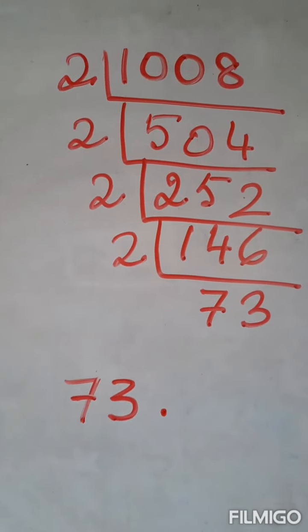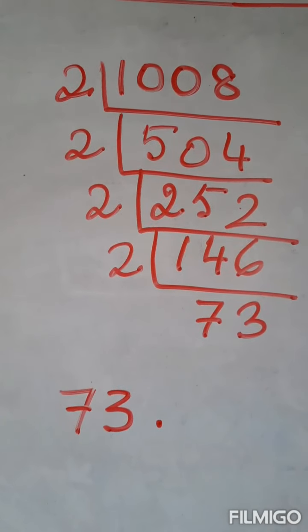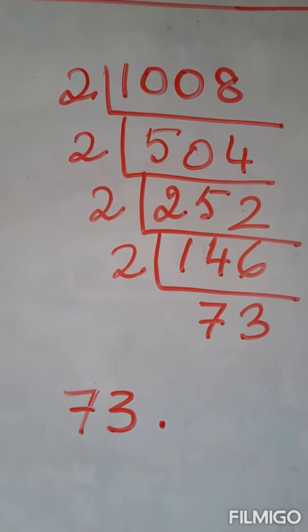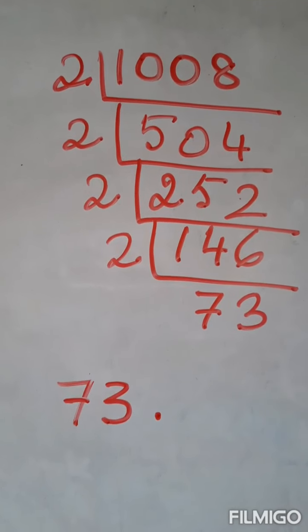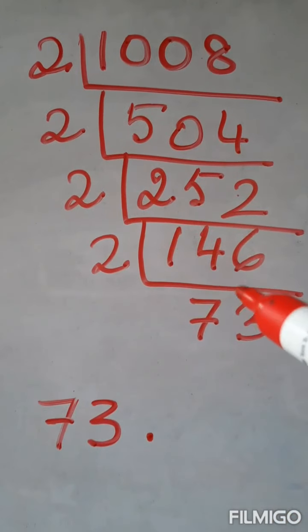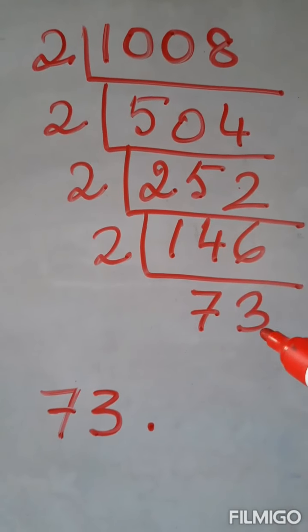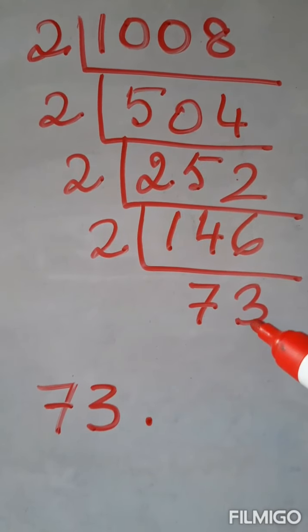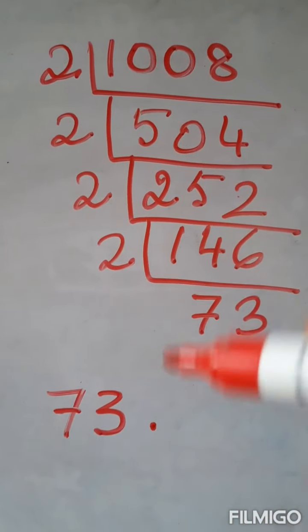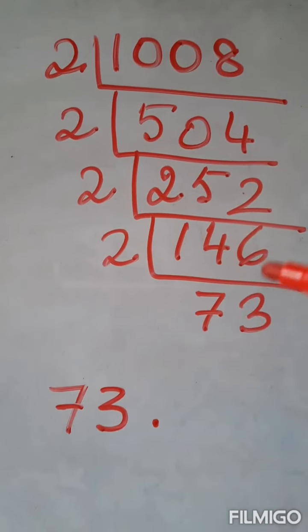It may be asked, by what number should it be divided to make it a perfect square? In that case also the answer will be 73. So first we have to find out the prime factors. We have to find out which prime factor is not repeated twice. We have to either multiply or divide the given number by that number to make it a perfect square.